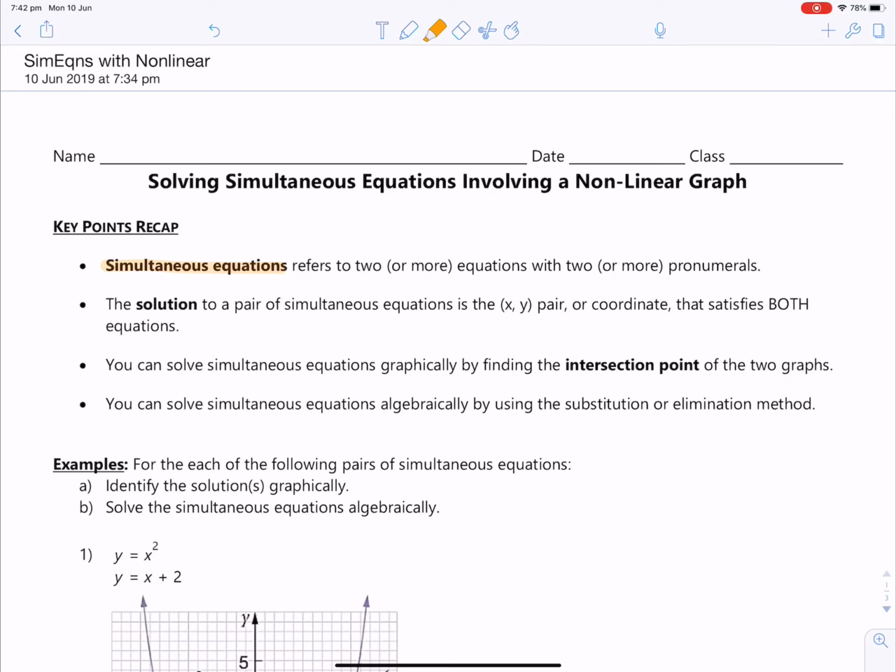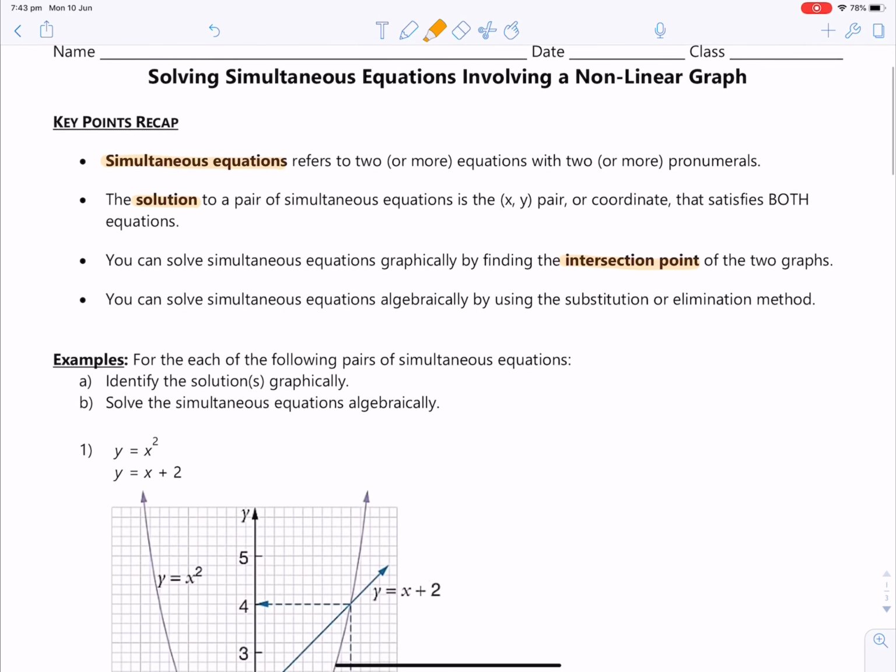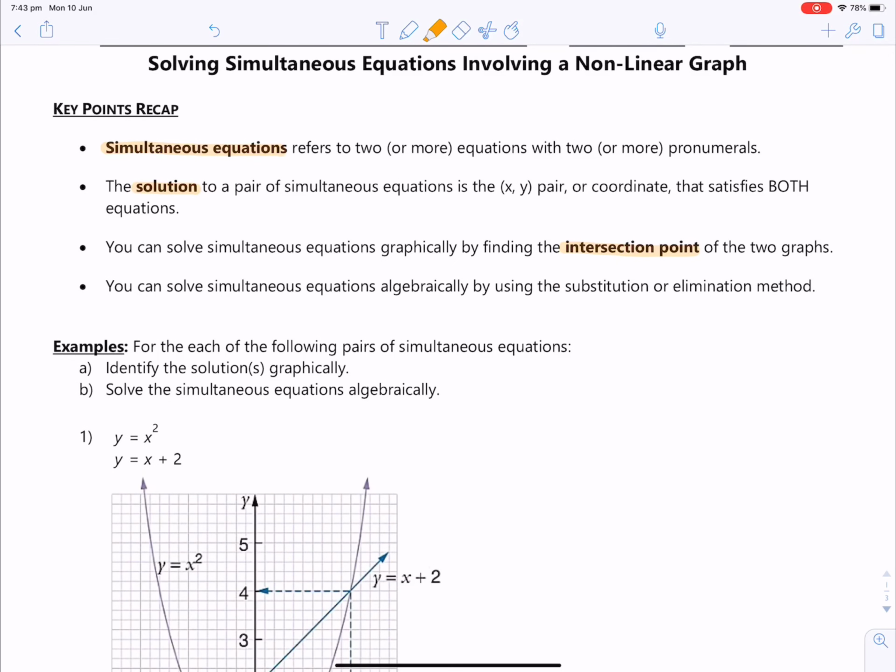When we're solving it, we're trying to find the pair of coordinates, so an x and a y pair, that satisfies both equations. If we are trying to do this graphically, we know that we can solve it by finding the intersection point of the two graphs. We know that if the graphs don't intersect, that means that there's no solution. And if the graphs intersect at every point along the line, that is, if they overlap, then there are infinitely many solutions.